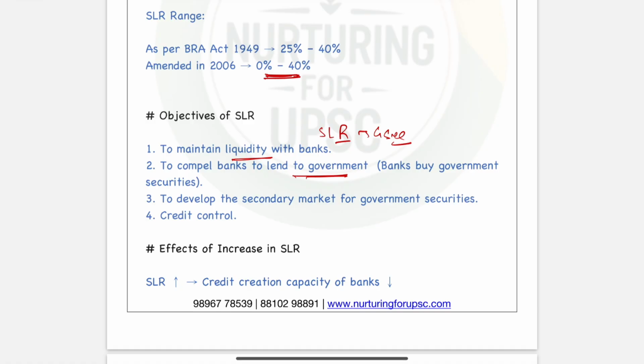So to have an SLR mandate, banks can actually buy the securities of the government. It also ensures that there is a secondary market for government securities, because often, let's say there is a bank A which has an SLR requirement of 19%, and then there is bank B which also has an SLR requirement of 19% or 20%.